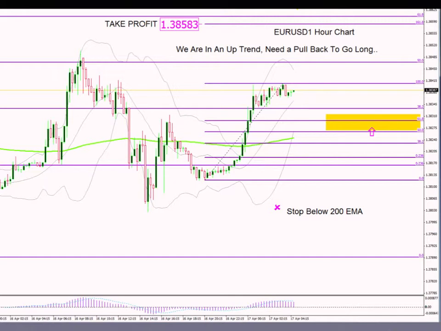And our risk to reward management is great. There's no problem with that. So that is the euro dollar trade plan. And yes, traders, that is a 15-minute chart. It's not a 1 hour chart.